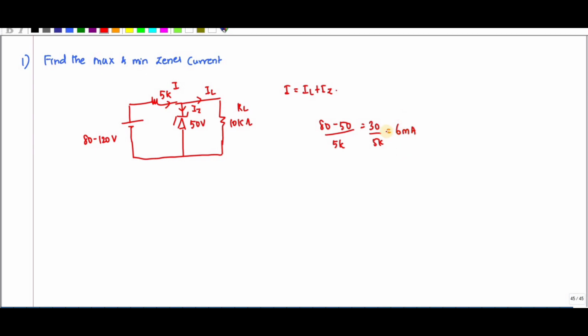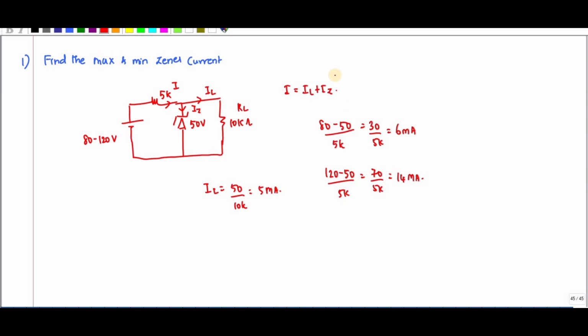So this is your I. If I substitute 120 minus 50 divided by 5k, it is 70 divided by 5k. That is nothing but 14 milliamps. So how to find IL? The voltage across this one is 50, so 50 divided by 10k. That is nothing but 5 milliamps.